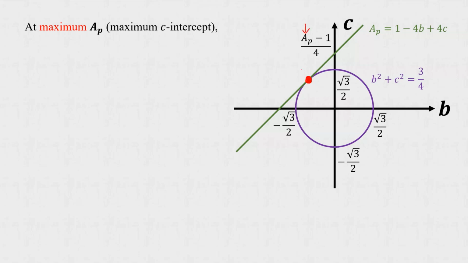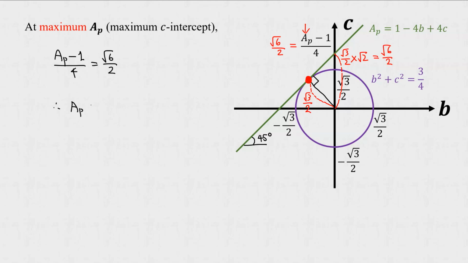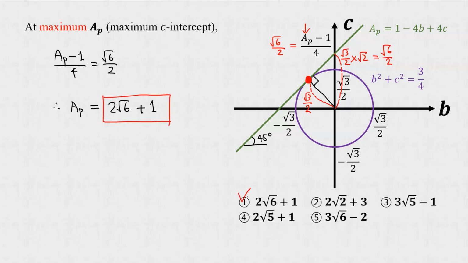Let us find the value of AP, and since we have the line with slope 1, this can be done by easy geometry. So this length is the radius, square root of 3 over 2. So this length here is square root of 3 over 2 times square root of 2, which is square root of 6 over 2. So this intercept right here has value of square root of 6 over 2. So (AP minus 1) over 4 equals square root of 6 over 2, which gives AP equals 2 square root of 6 plus 1. So this is the maximum value. Hence the correct choice is 1.